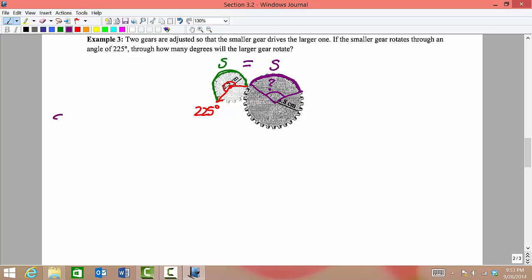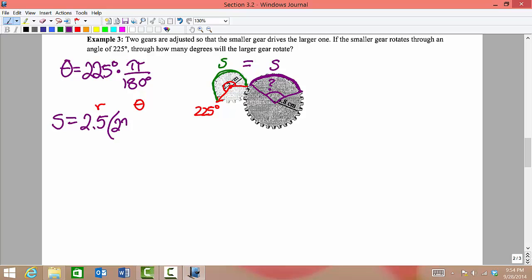So we have S is equal to R, which is 2.5 centimeters, times our angle theta. Now for the smaller gear we have 225 degrees, and remember that we want to convert to radians, so I will multiply by pi over 180. And that's what I'm going to put into my formula. So we have our radius, and now we want theta, and we're going to go ahead and use the conversion here, 225 times pi divided by 180.